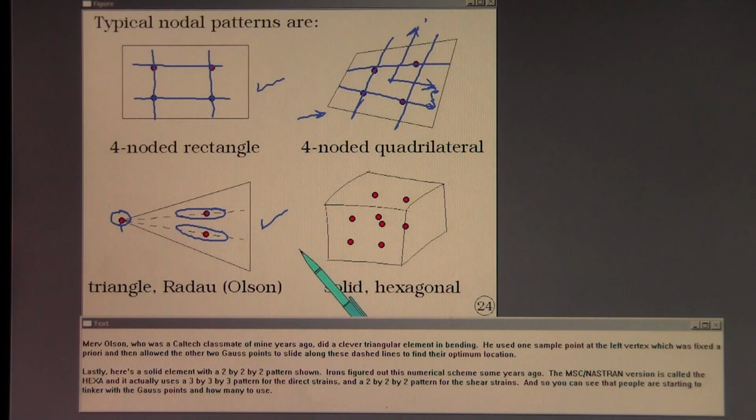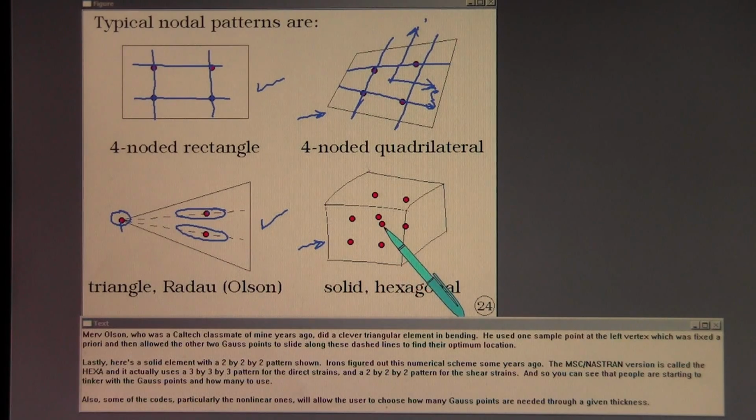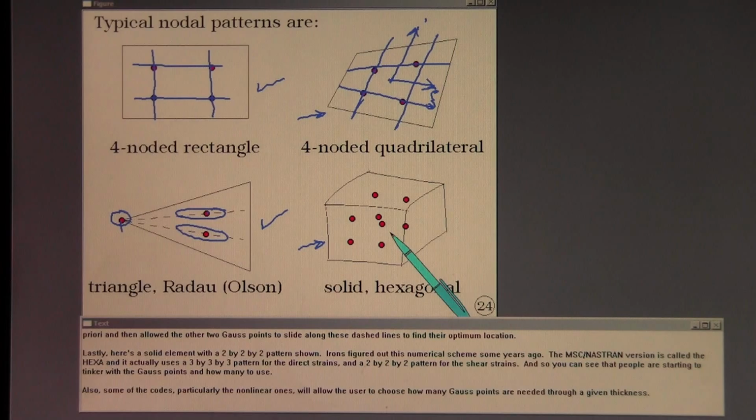Lastly, here's a solid element with a 2x2x2 pattern shown. Irons figured out this numerical scheme some years ago. The MSC Nastran version is called the Hexa, and it actually uses a 3x3x3 pattern for the direct strains and a 2x2x2 pattern for the shear strains. And so you can see that people are starting to tinker with the Gauss points and how many to use. Also, some of the codes, particularly the nonlinear ones, will allow the user to choose how many Gauss points are needed through a given thickness.